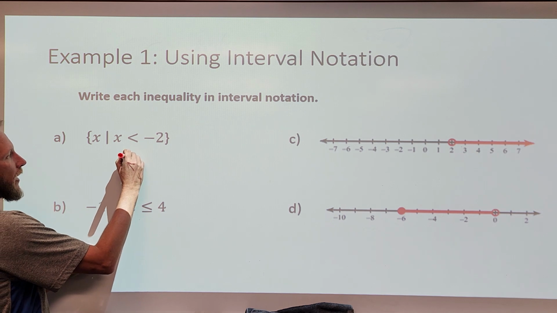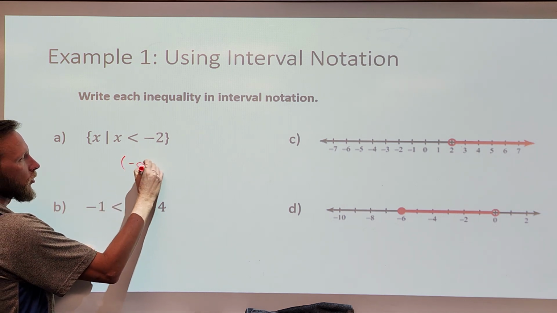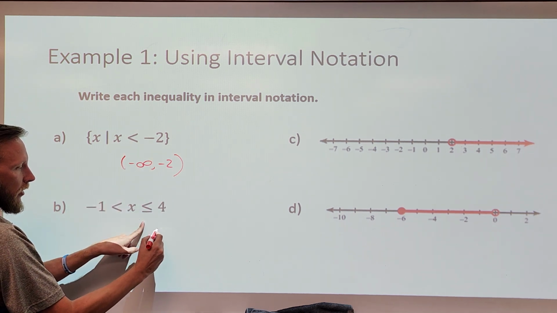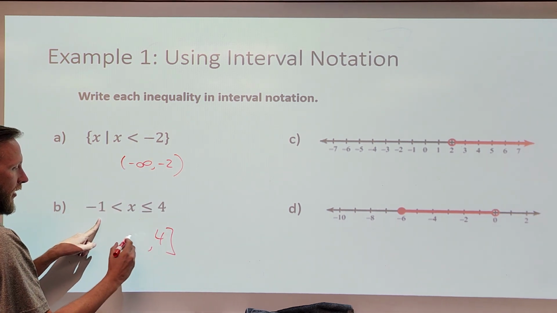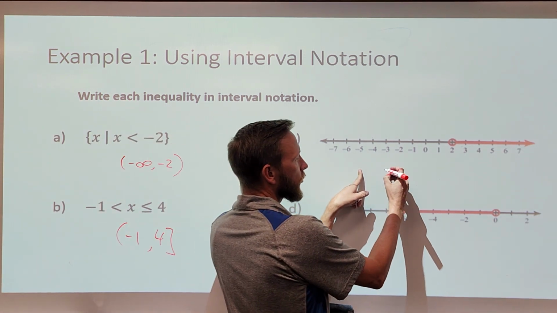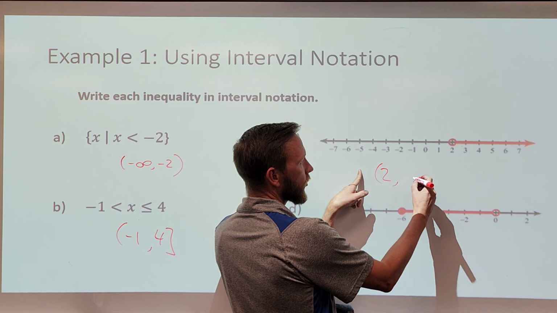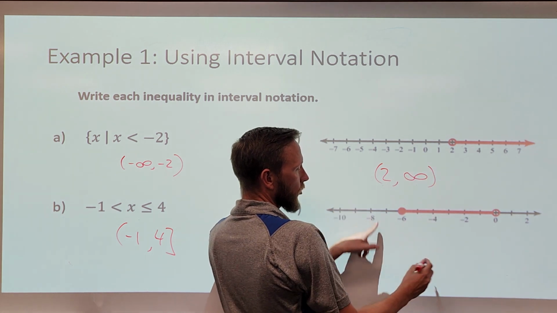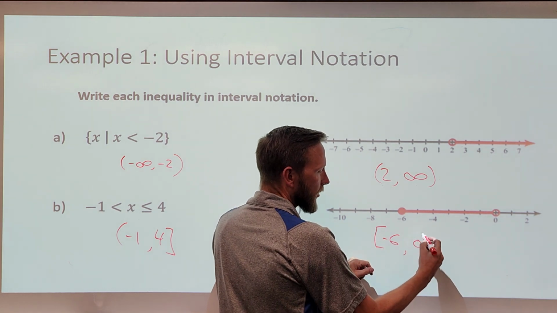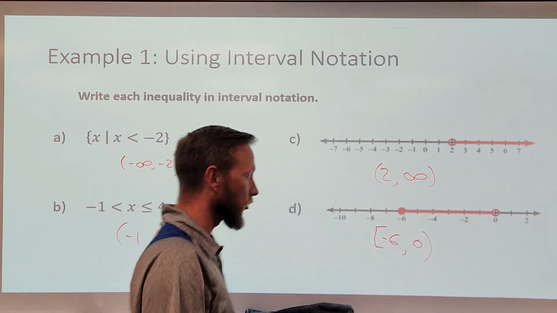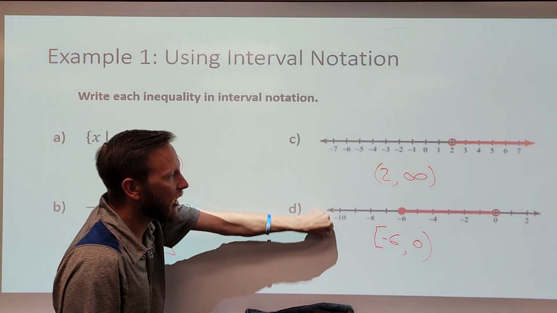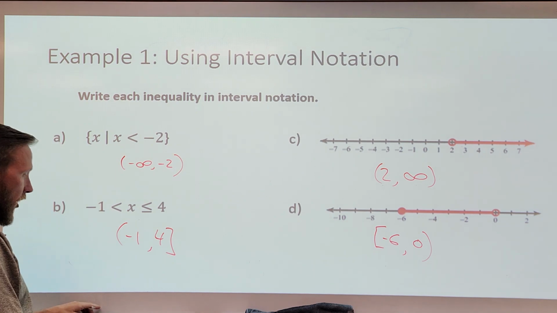If we're talking about all the values of x that are less than 2, we're going to go from negative infinity to negative 2, parentheses, because we're excluding. This includes the 4 on the high end. It excludes the negative 1 on the low end. This goes from 2 exclusive to infinity exclusive. This goes from negative 6 inclusive to 0 exclusive, because it's an open circle there. So make sure that you have these examples drawn, and the interval notation.